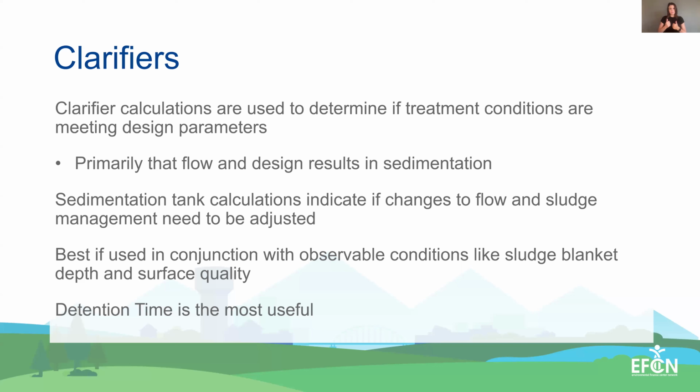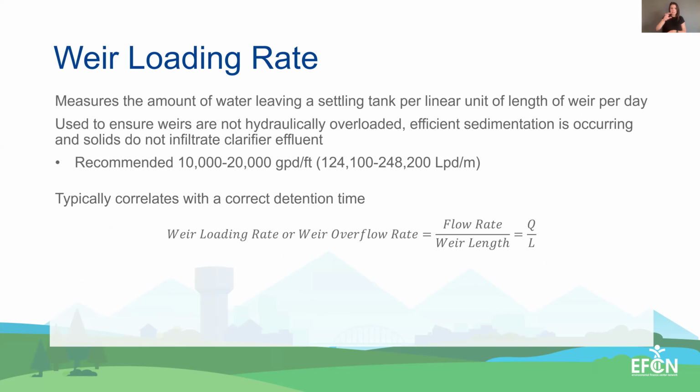But for some other issues, for example, if we're getting too many solids washing out in our process, or if we're observing short circuiting, some of the other things we can take a look at might be our surface loading rate and our weir loading rate. The first one, the weir loading rate, measures the amount of water leaving a settling tank per linear unit of length of weir per day.